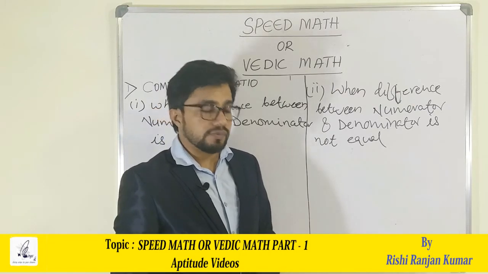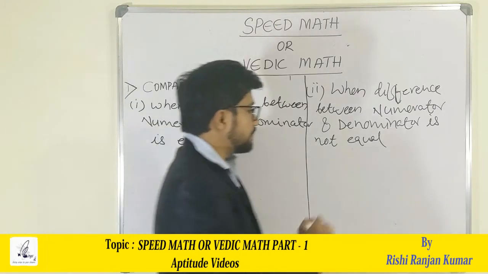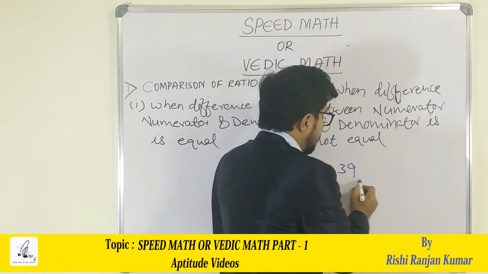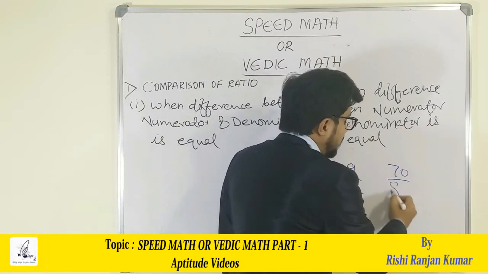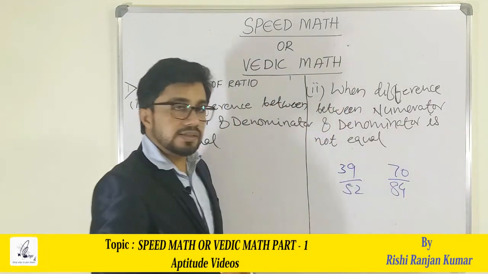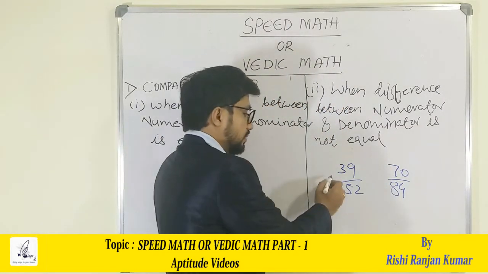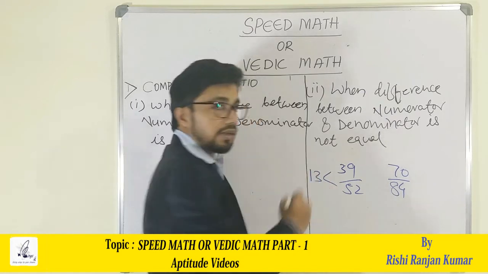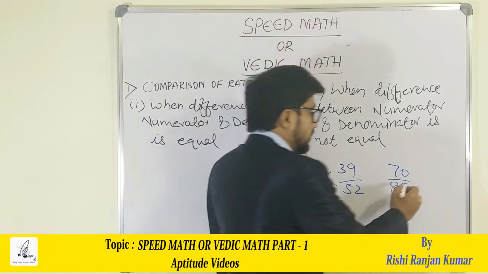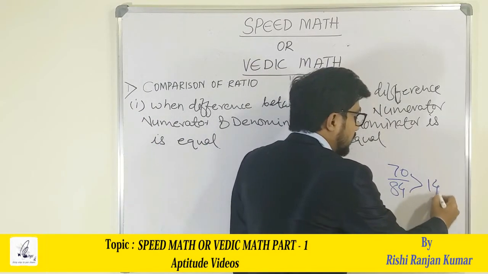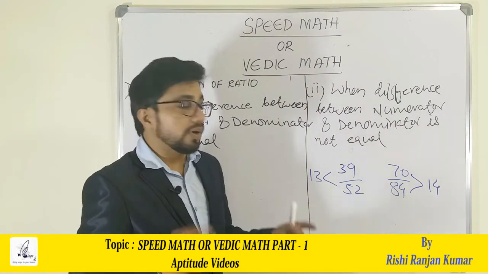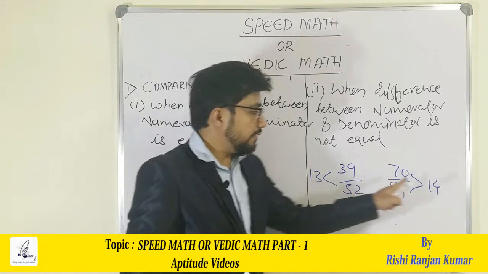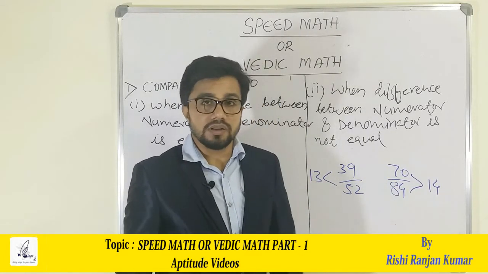Let's take an example for that one. Let's say we have 39 by 52 and 70 by 84. Let's find out the difference. The difference here is 13 and the difference here is 14. You can see that the difference is not equal.